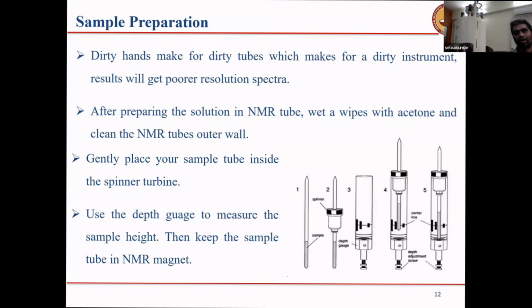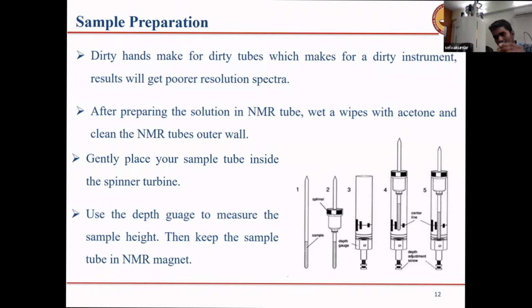Okay, so now we made our sample. Then we are going to the instrumentation room. Before that, we need to wash our hands properly. Dirty hands make dirty tubes. Dirty tubes make our instrument dirty and we'll get poor resolution spectra. After preparing the solution in the NMR tube, wet the wipes with acetone and clean the NMR tube's outer wall. Once the outer wall is clean, we need to fix it in the spinner.